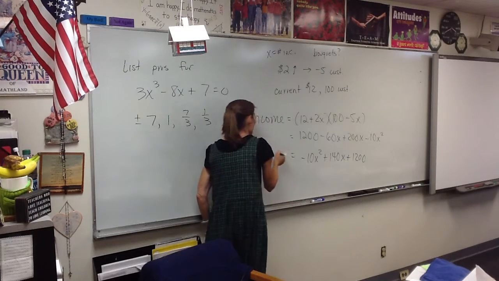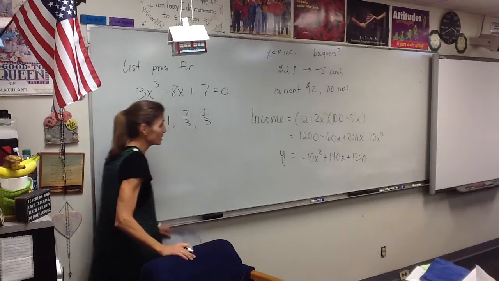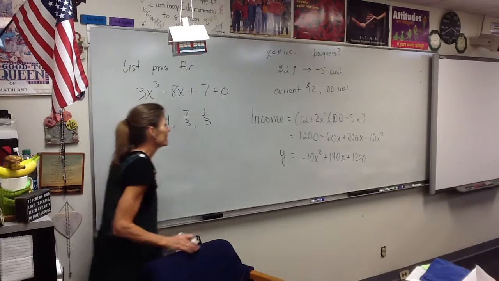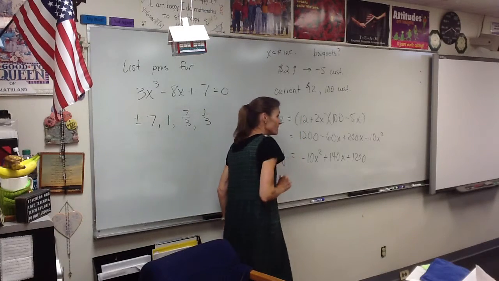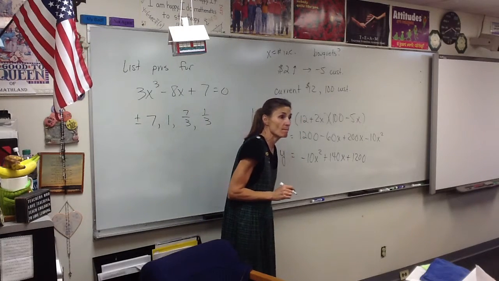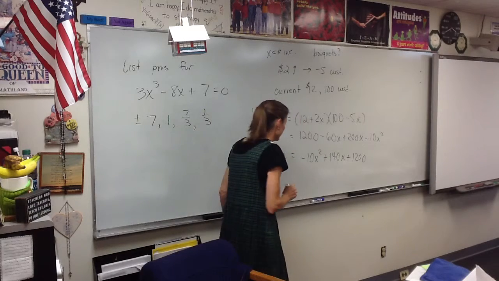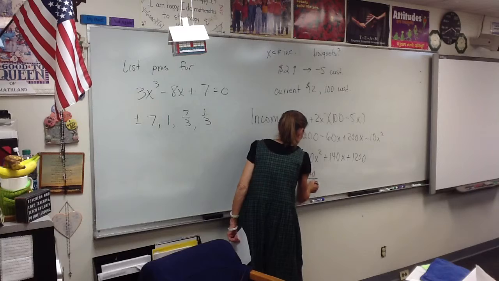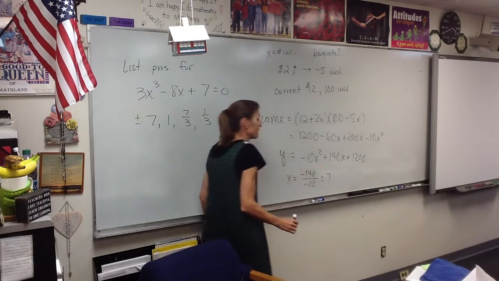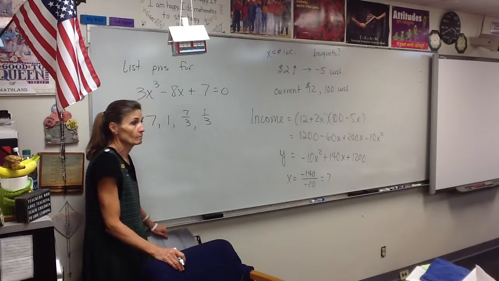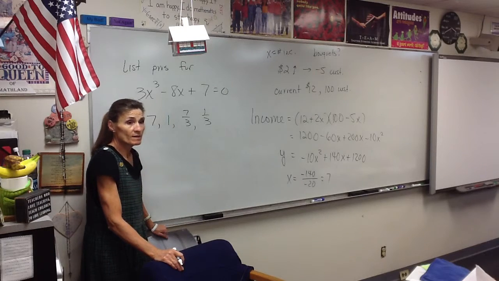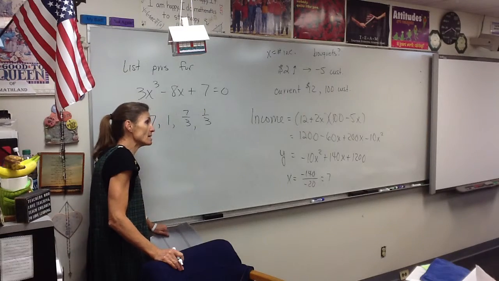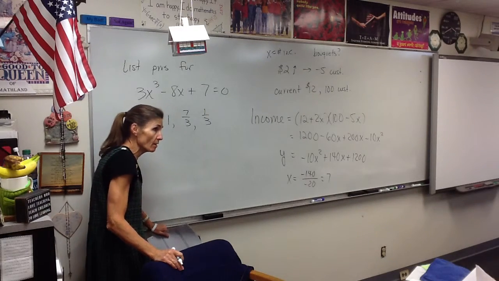So what do I do? That's my equation. That's my revenue equation, my income equation. What do I do now? Find the vertex. Why do I want to find the vertex? Because the question said I want to maximize. What does that 7 represent? The number of increases. The question was, how many bouquets is she going to sell?